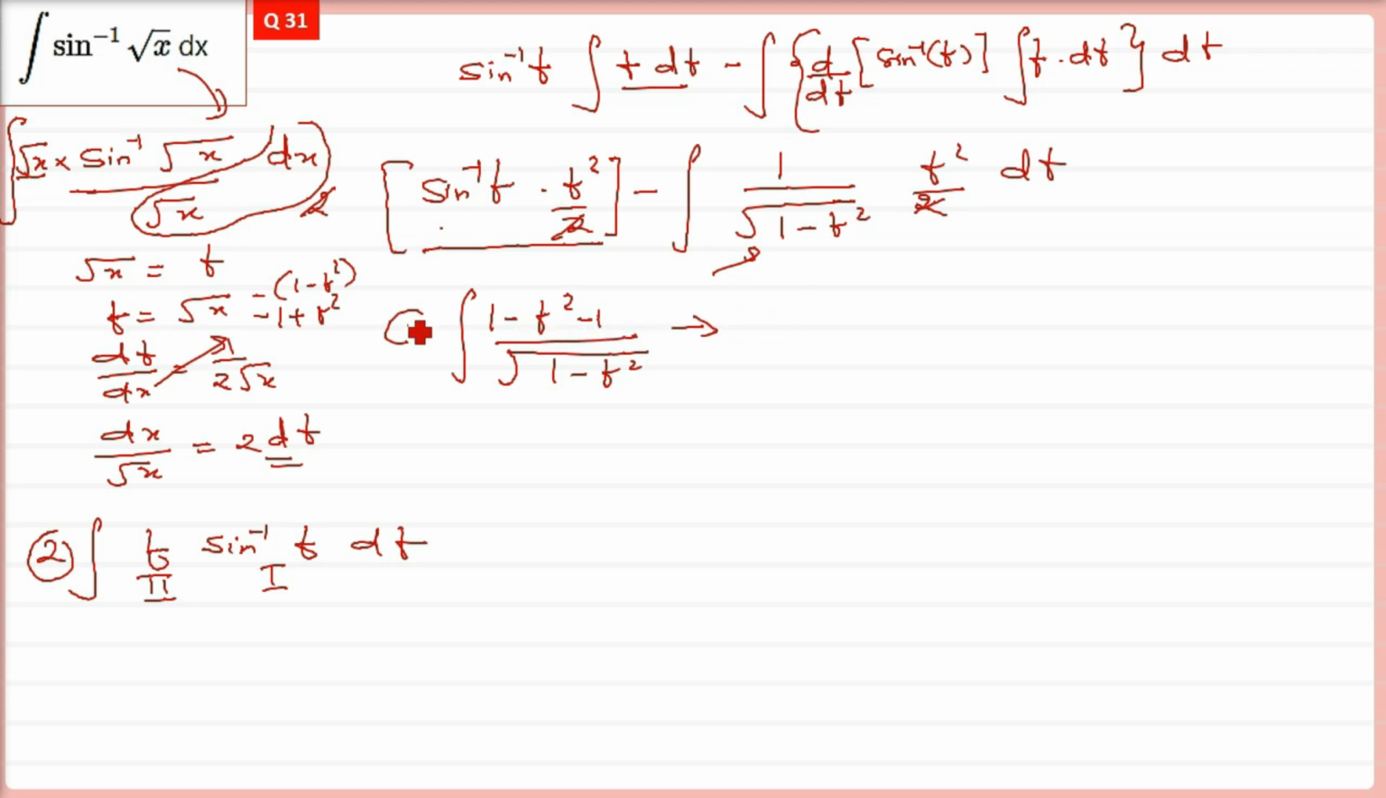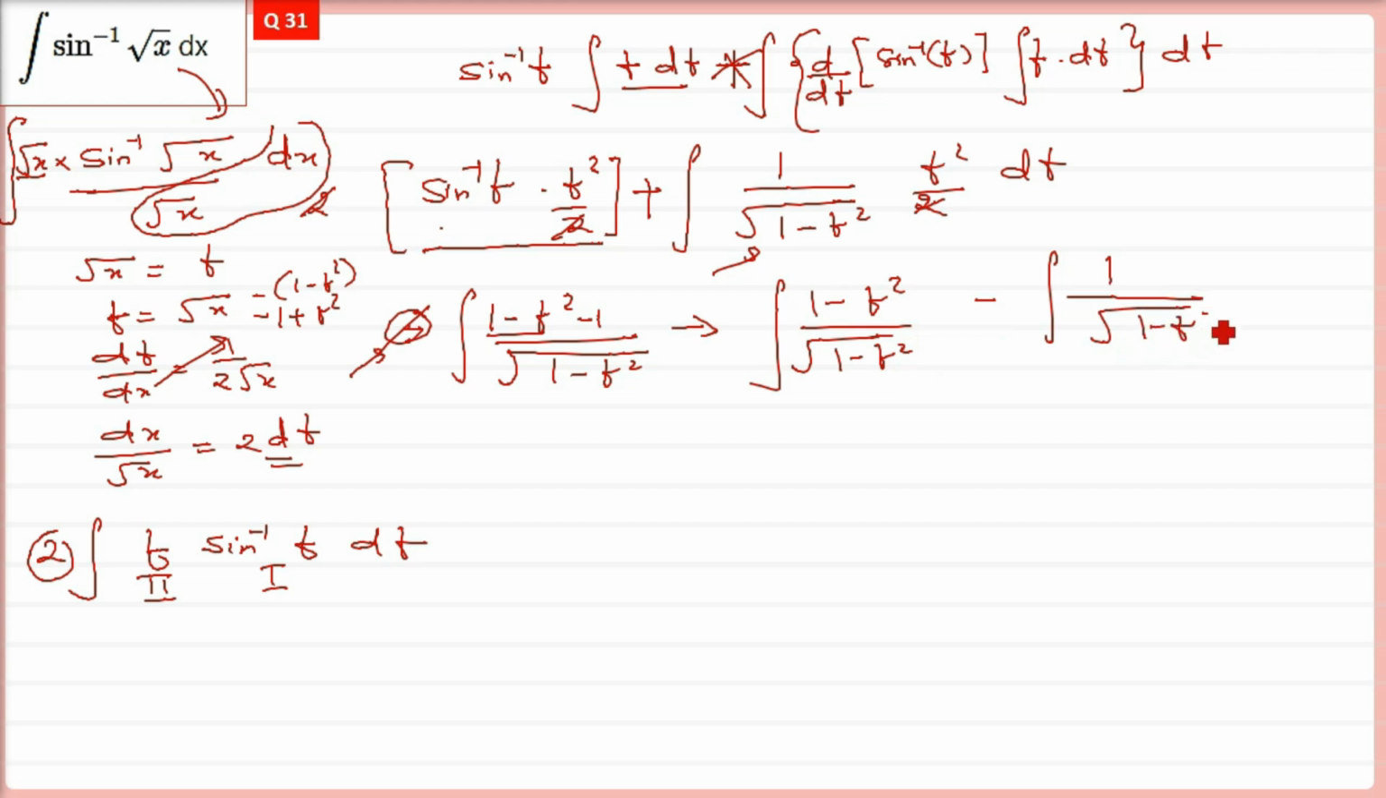Now we will separate them out. Negative we will deal with later. So let me just multiply here and make it positive only. I'm making it positive just because if I forget to keep this negative, then that answer will be wrong. So I've multiplied it and kept this as positive. Now I'm separating these two out, 1 minus t square by under root 1 minus t square and negative 1 by under root 1 minus t square.